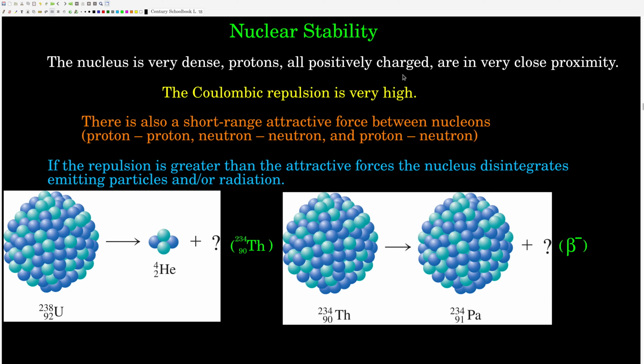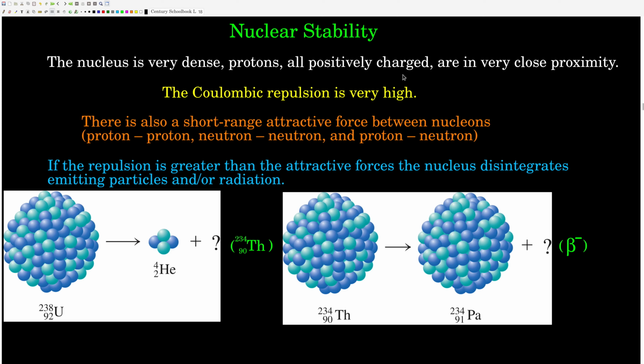Nuclear stability, or I guess instability. So the nucleus, we know, is very dense, and there are protons in every nucleus. These protons all have positive electric charges, and they're very close to each other. I mean, very close. So there's a lot of coulombic repulsion. They're pushing each other apart really hard. But we know that many nuclei are stable. And that means something else must be holding those nuclear particles, the neutrons and the protons, all together.